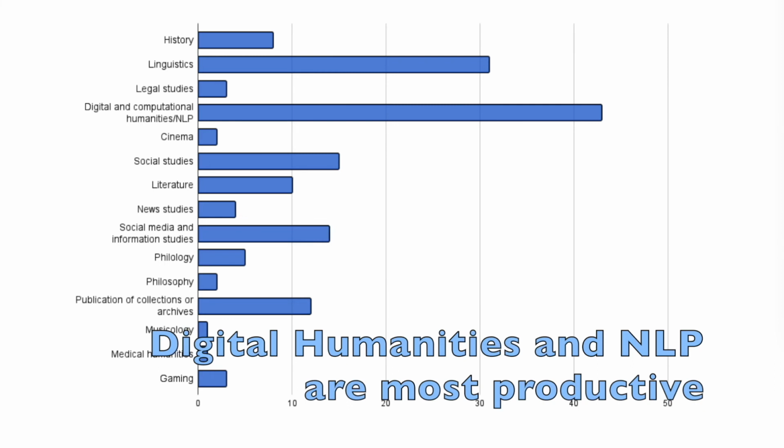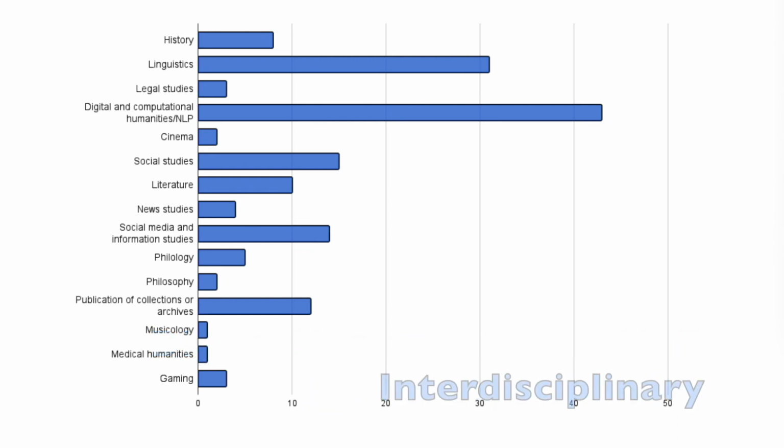Unsurprisingly, digital humanities and natural language processing were two of the most popular keywords used by JODE authors. What also emerges from this analysis is that many JODE contributions are interdisciplinary.